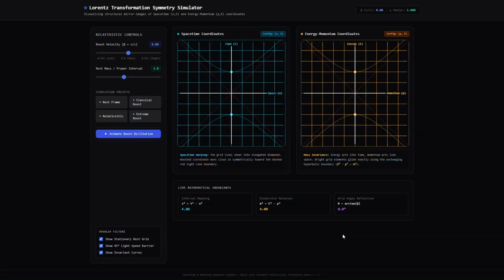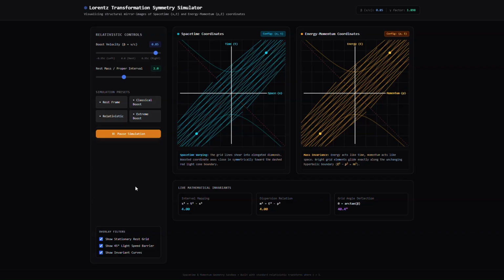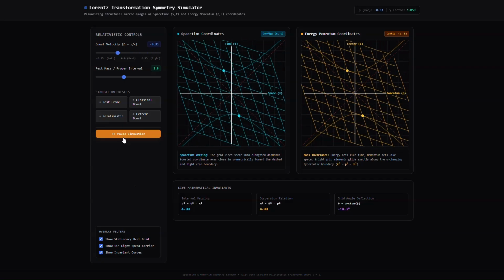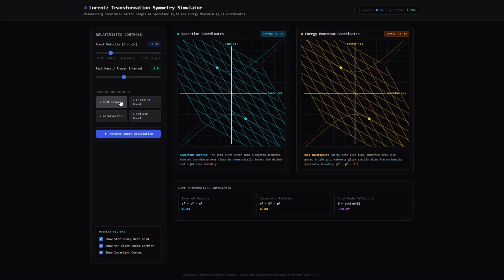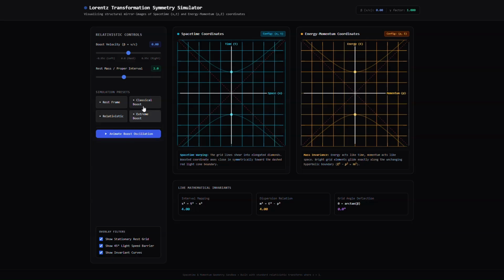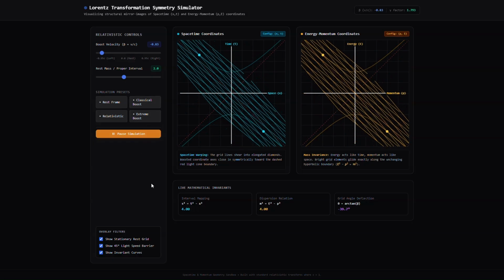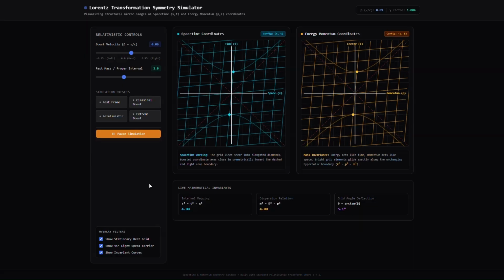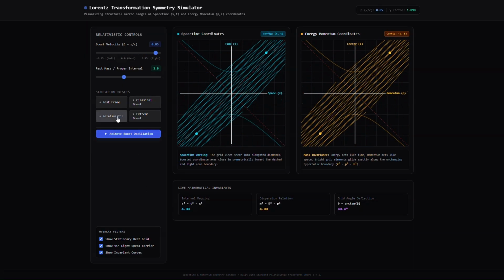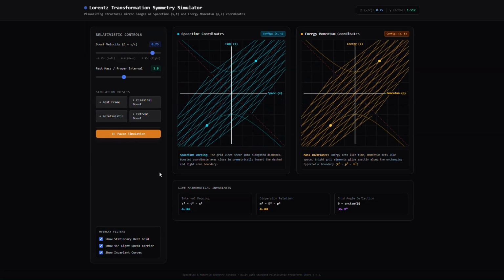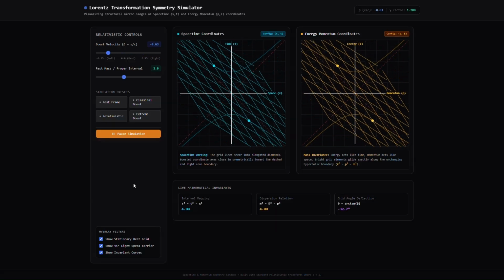The simulation demonstrates the foundational geometric symmetry of special relativity by visualizing how a Lorentz boost simultaneously warps spacetime coordinates and energy-momentum coordinates into identical, structural mirror images. Because both systems are governed by the same linear transformation equations under the Minkowski metric, energy behaves mathematically like a temporal dimension while momentum acts like a spatial coordinate.